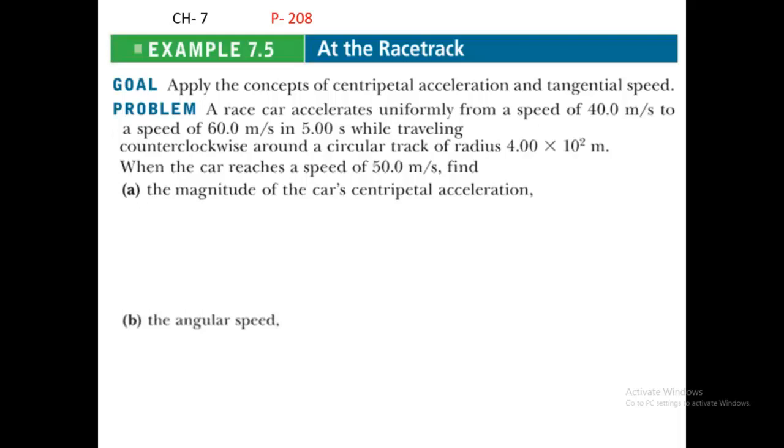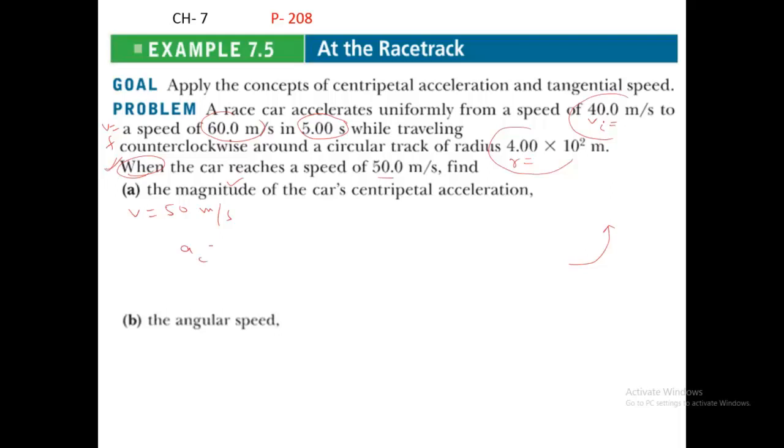A race car accelerates uniformly from Vi, 40, to a speed of Vf, which is 60, in this time, while traveling counterclockwise around a circular track of radius r. So the car is traveling like this one. This is your radius. When the car reaches a speed of this, so the speed is given to you, find the magnitude of the car's centripetal acceleration.